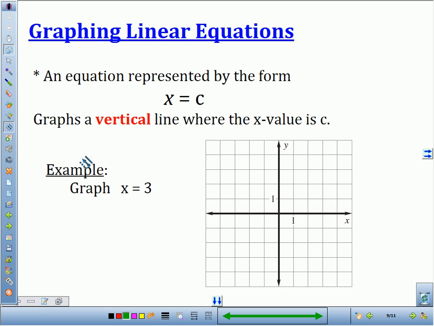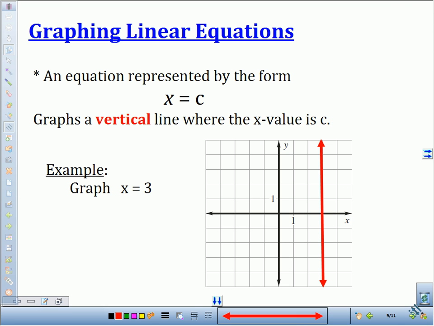Now, just knowing that, I should know immediately that my line is going to be a vertical line at whatever the x value is. In this case, x equals 3 means that I'm going to have a vertical line at the point where x equals 3. So we go on our graph, we look at 1, 2, 3. I'm going to have a vertical line that crosses through this point. And I can just quickly sketch out a vertical line crossing x equals 3.